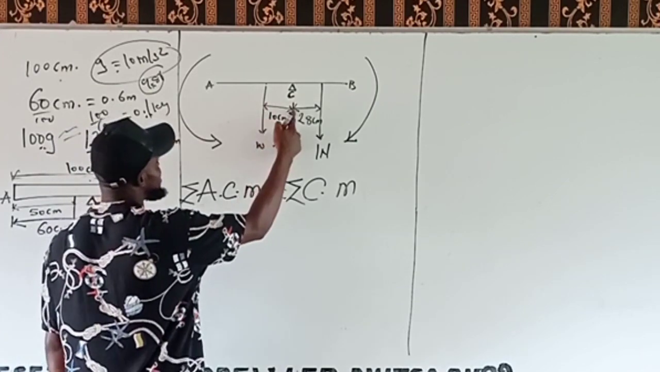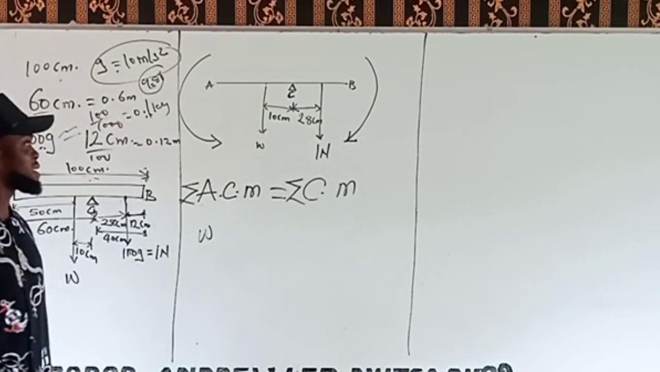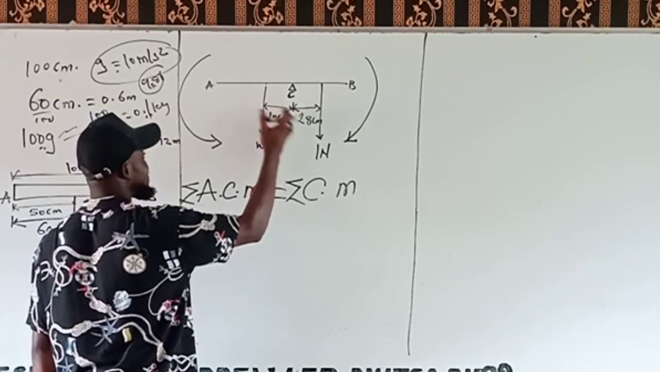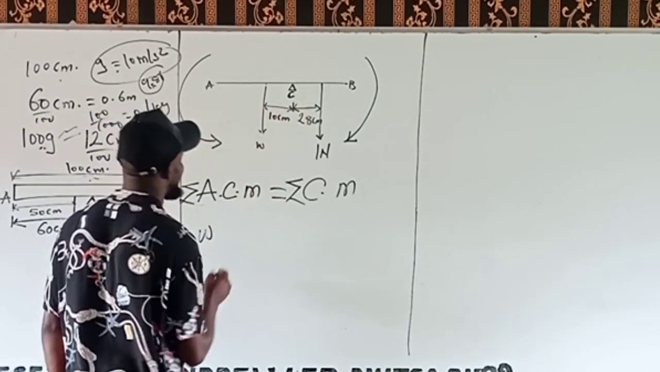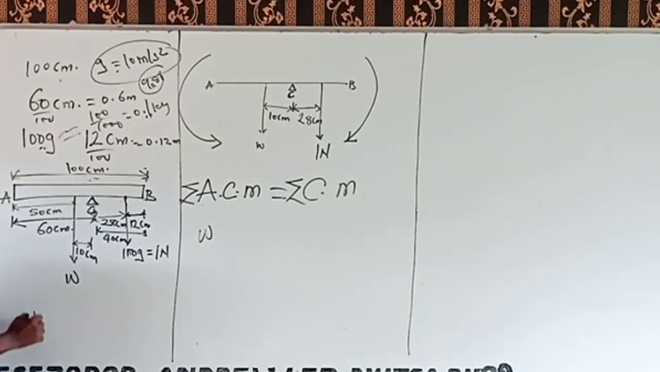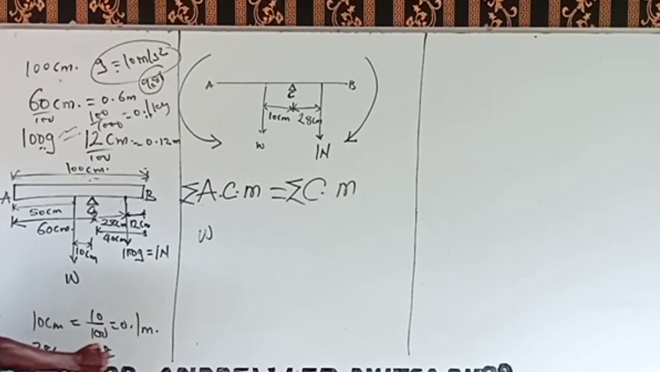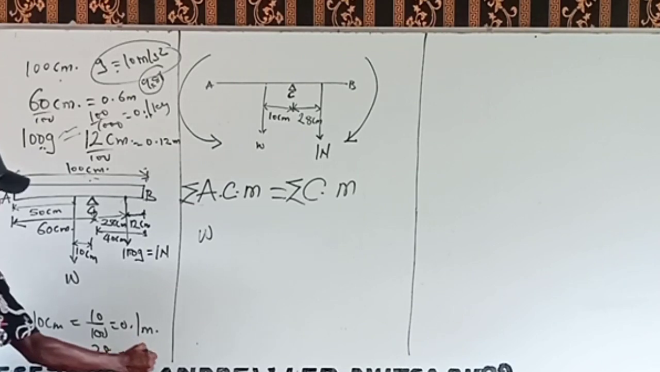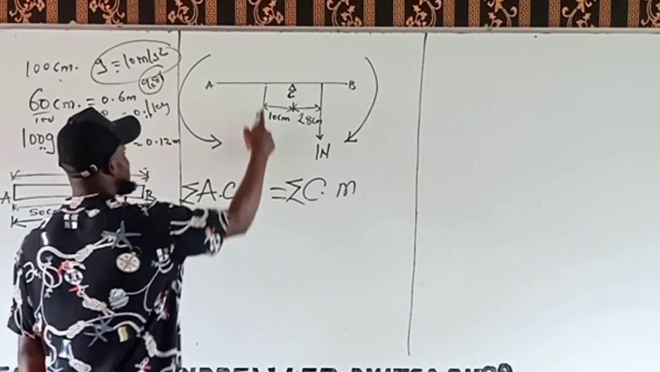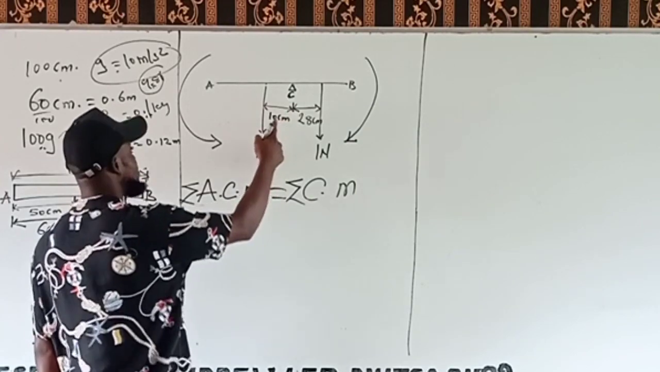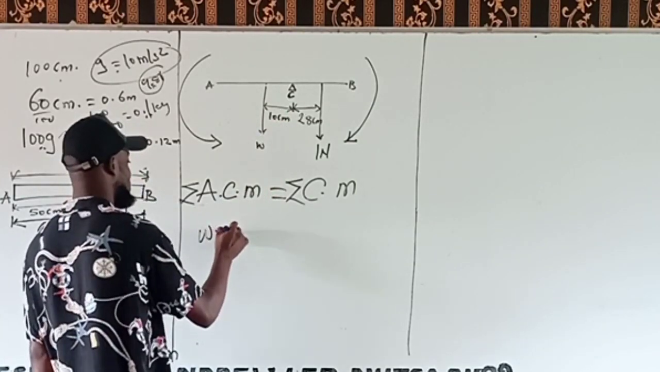What is the difference between this place and this place? Remember, moment is weight times distance, or force times distance. So what is the difference between this and this? 10 cm. Now 10 cm is the same thing as 10 over 100, which is 0.1 meter. And the other one is 28 cm, which is 28 over 100, that is 0.28 meters. That's how to convert them. So we have W times 0.1.